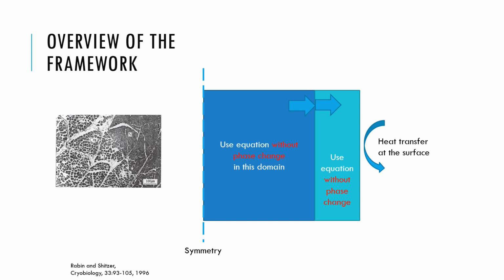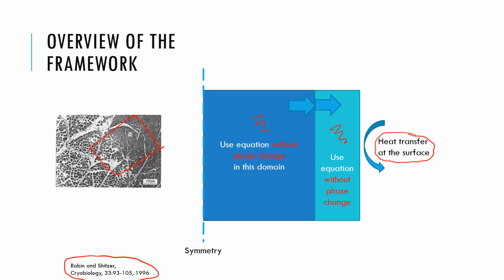And again, I chose this picture of freezing from the literature here, and I drew a schematic based on that, where you see we have some heat transfer process from the surface that changes phase in this region, and then the other region is where phase change has not happened yet at any particular time.